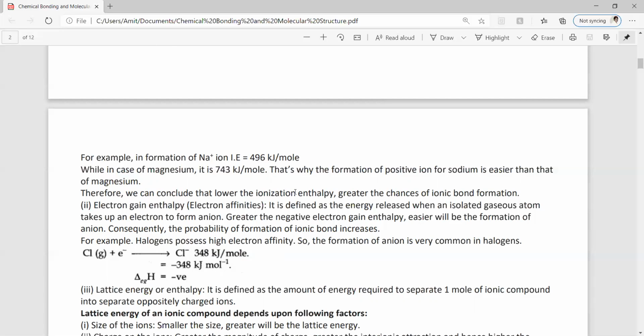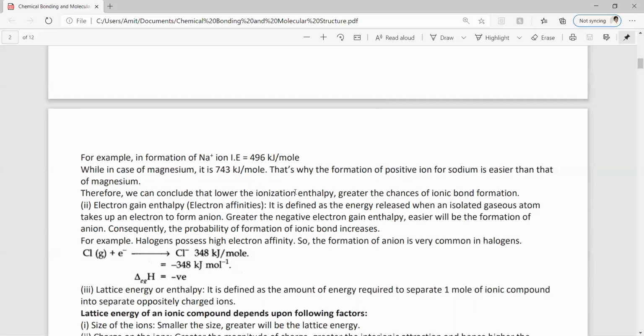So for the case of chlorine that gains an electron, you can see that it easily forms a stable anion, wherein it is mimicking a stable element. Okay. So halogens possess high electron affinity, and that is why anions are very common in halogens.